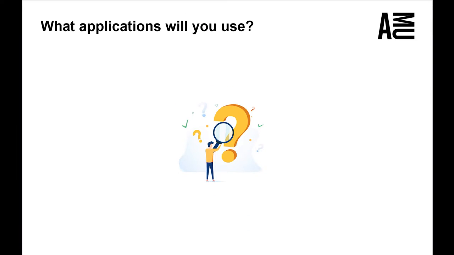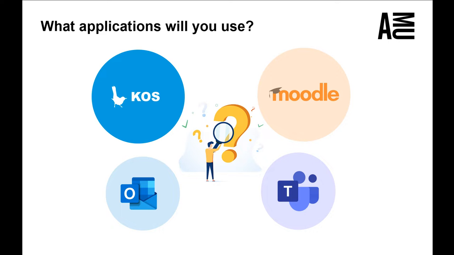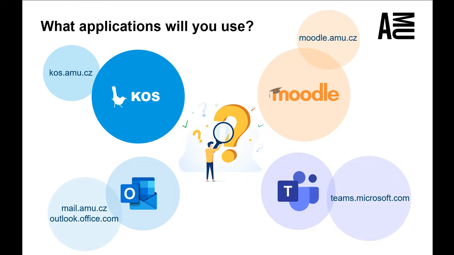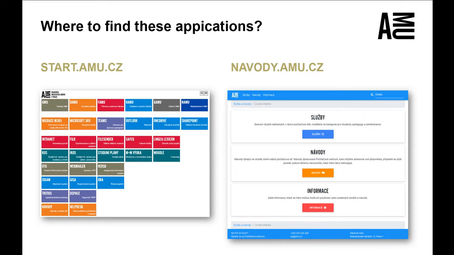Applications. We have a lot of applications at AMU, but we have highlighted the main 4 applications, which are the study system KOS, Moodle, Outlook, and Microsoft Teams. You will definitely get in touch with these 4 applications, so that you don't have to remember all of these addresses to get to them, we have one special address for you, and that's start.amu.com, and add this address. On this website, you'll see a list of all the apps that we have here at AMU, so you can find them all in one place.